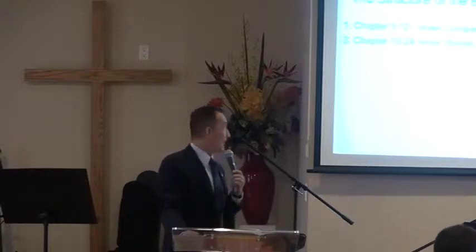What's the first chapter of Joshua talking about? God asked Joshua what? Be strong and courageous. In the second chapter, what happened? He sent spies to which city? Jericho. And they met a lady there. What's the lady's name? Rahab. Very good.